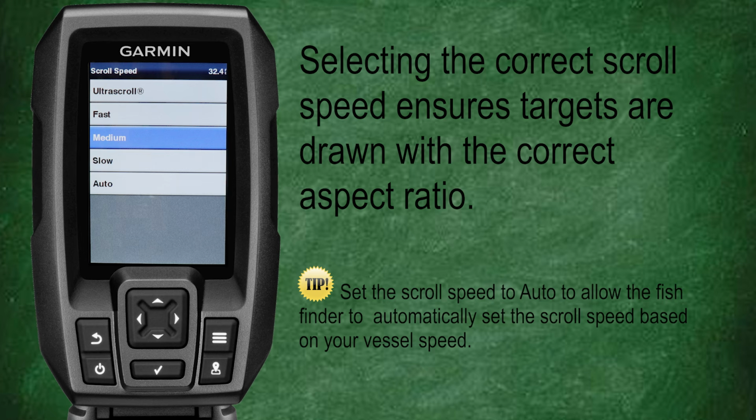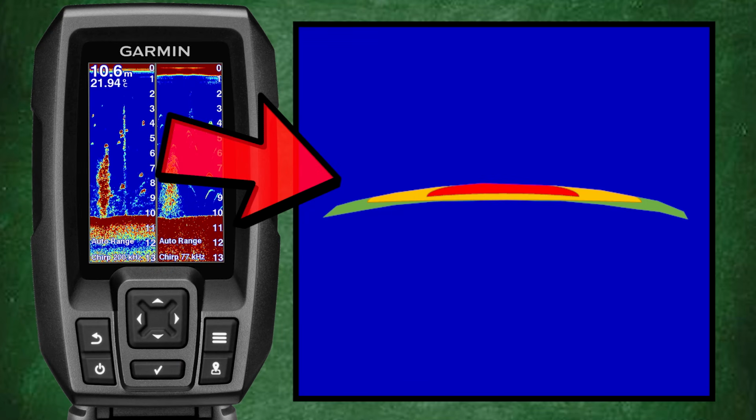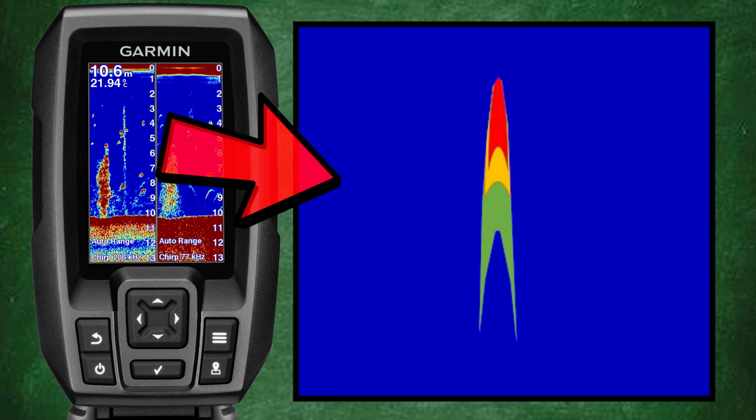Having the correct scroll speed selected ensures that targets are drawn with correct aspect ratios and aren't going to appear distorted on your screen. Scroll speed can have a huge impact on how targets are displayed on your sonar screen. A lot of times when I hear complaints about the fish finder not showing arches, or that the fish arches are distorted, the problem can be traced back to an improperly set screen scroll speed. If your vessel's moving slowly, or your scroll speed is set too high, your fish arches tend to be more elongated on your screen. If the vessel's moving faster, or your scroll speed's set too low, the fish arches tend to be more compacted on your screen.